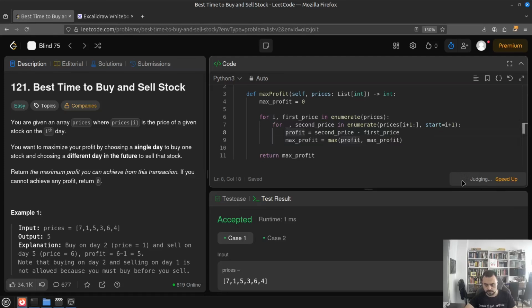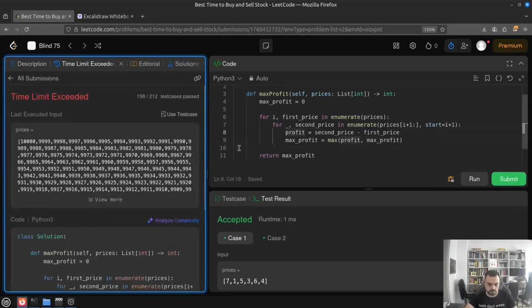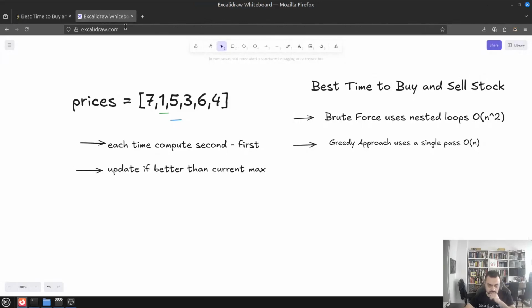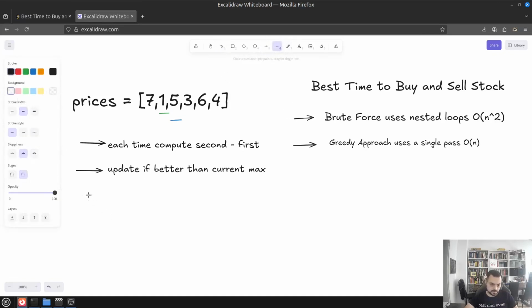Okay, it's taking a long time to run, and time limit exceeded. So we even didn't get all the test cases right since we exceeded the time limit. So now we need the greedy approach to help us and save the day.